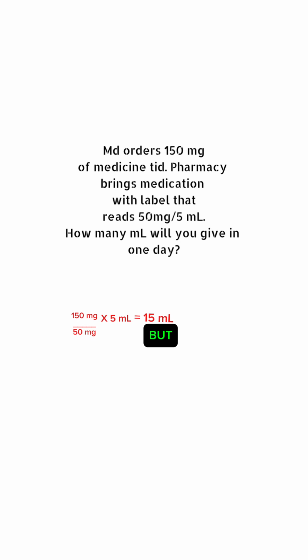And once we put that information in, we get 15 milliliters. But that is not our answer. 15 milliliters is how much we would give in order to give 150 milligrams of the medicine. Going back to the problem, it asks us, how many milliliters will you give in one day? The doctor ordered 150 milligrams of medicine 3 times a day.